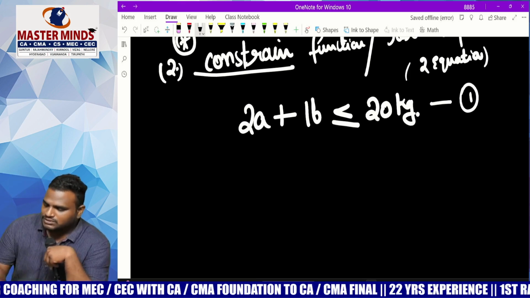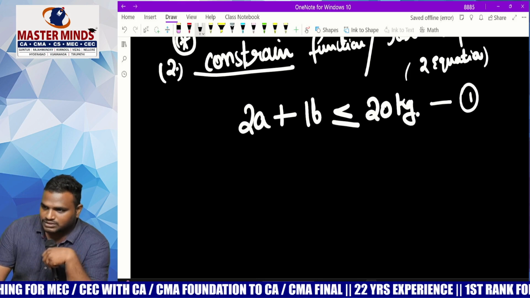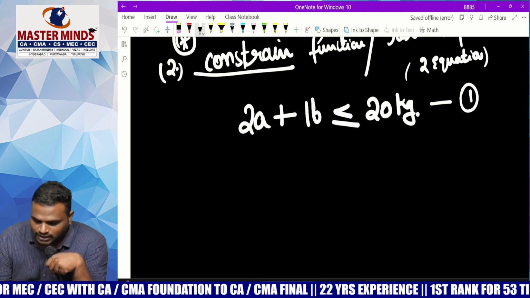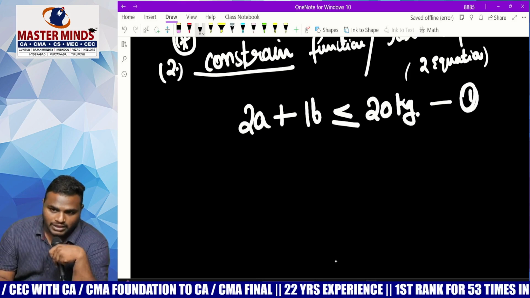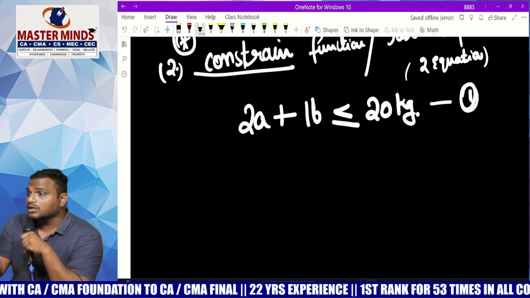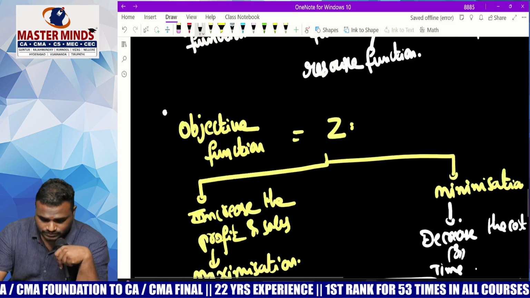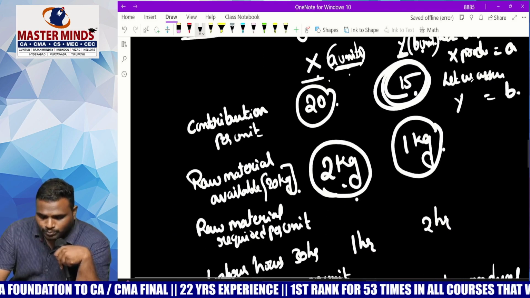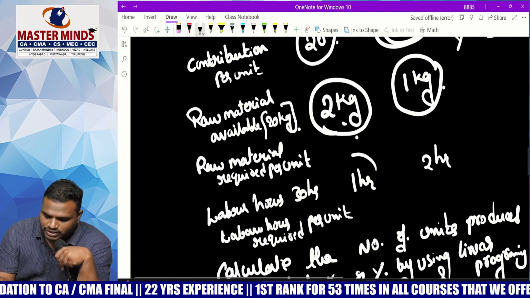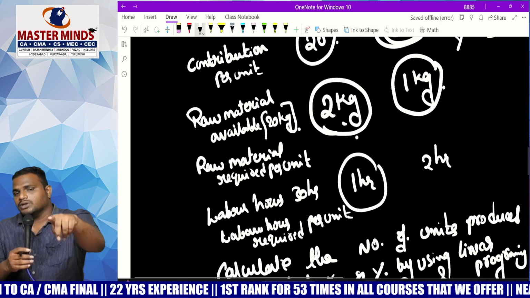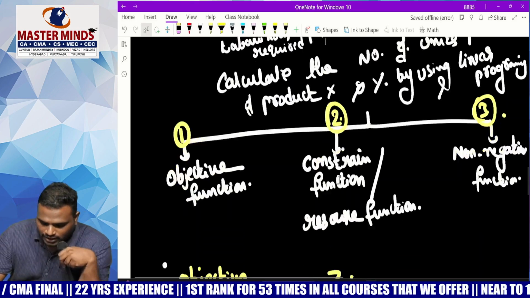Now come to here. This is the first equation regarding the raw material. Now there is a second resource which is also a constraint. What is the second resource? Labor. Sir, in order to produce X, how many hours will you require? How many units of X do you produce? A. 1 hour into A.